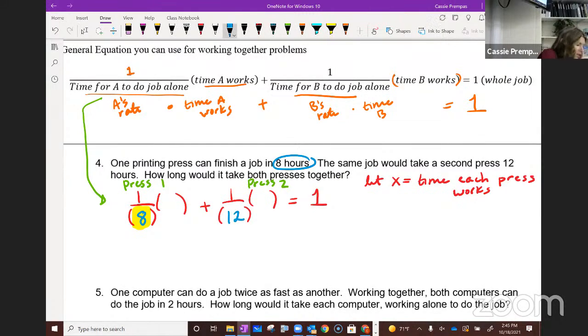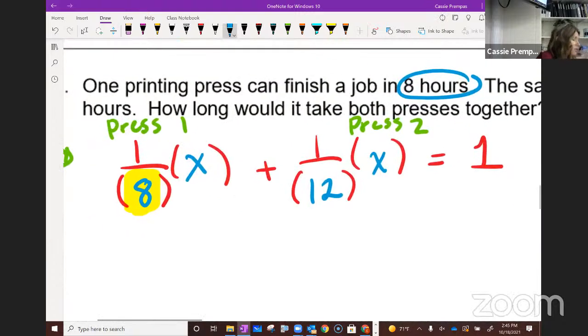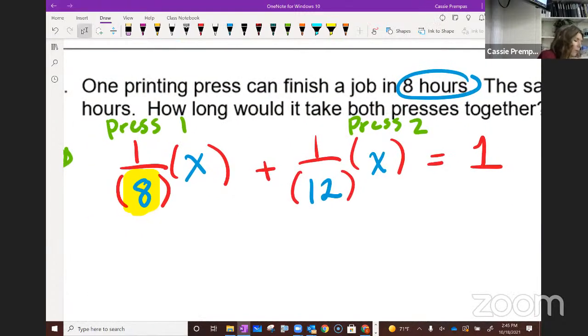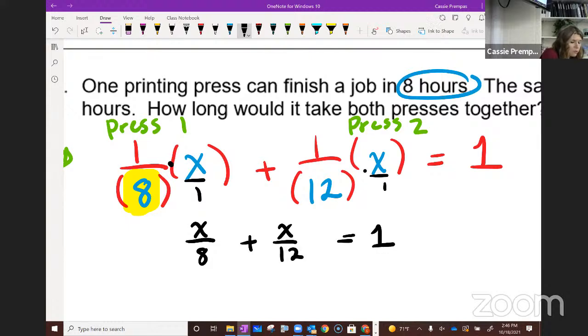How long is press 1 working for? Does it say X? Exactly, X time. How long is press 2 working for? X time. So now I have my equation, I just have to solve it. And I do want to remember that 1/8 times X is the same as 1/8 times X over 1. So that's really X over 8, plus, what does the second one simplify to? Good, X over 12 is equal to 1.